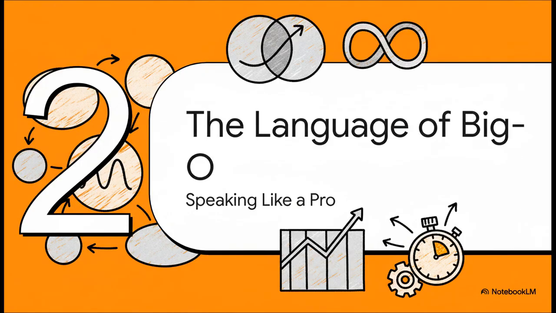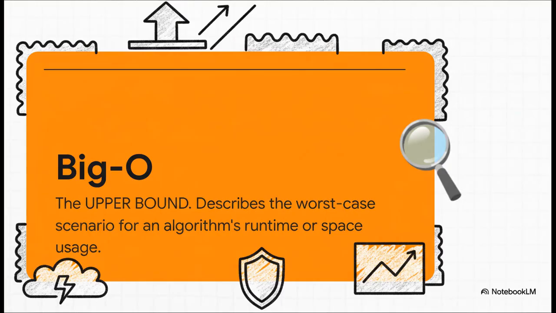All right, so now that we can kind of feel the difference, let's learn how to talk about it like a pro. This is where the formal language comes in, and the one you're going to hear all the time is Big O. Think of Big O as a promise. It tells you the absolute worst case scenario. So when we say an algorithm is O of n, and n is just the size of your input, we're making a guarantee. We're saying its performance will never be worse than growing in a straight line with the input.